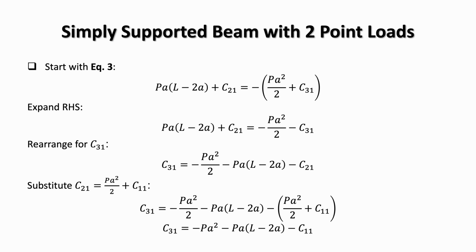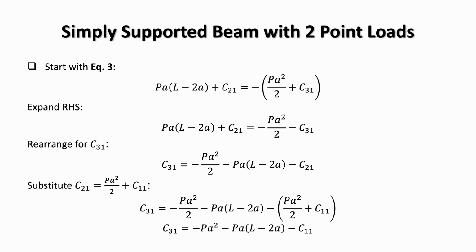This came from the continuity of slope at point C, and we'll start by writing equation 3. First, we'll expand the right-hand side to remove the brackets. Then we'll rearrange to make C31 the subject. Following that, we can substitute C21 using the result that we just got on the previous slide from equation 1, and this ends up by giving us that C31 equals minus PA squared over 2 minus PA times, in brackets, L minus 2A, minus, in brackets, PA squared over 2 plus C11. And we can simplify this further to minus PA squared minus PA times, in brackets, L minus 2A, minus C11.